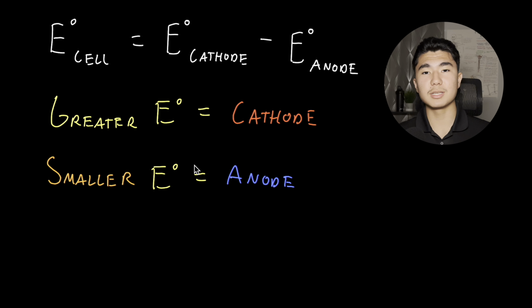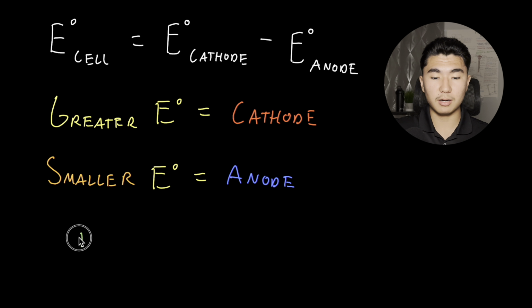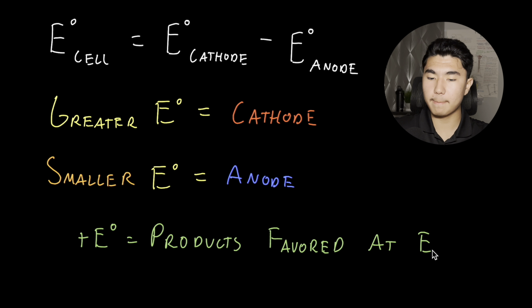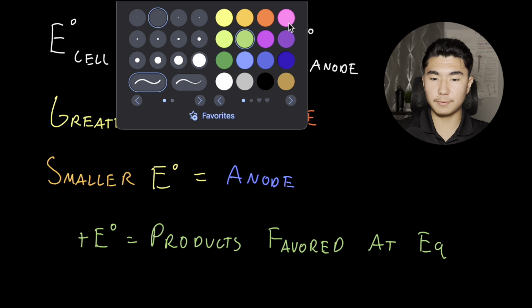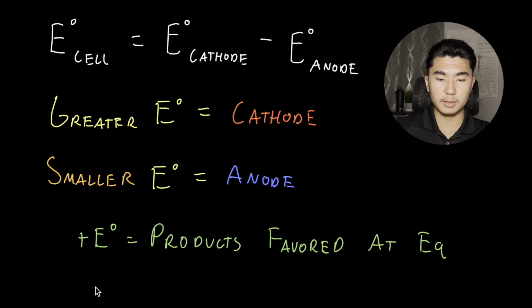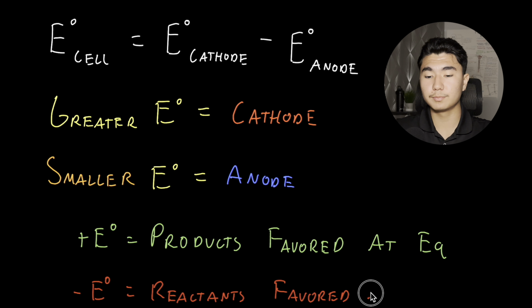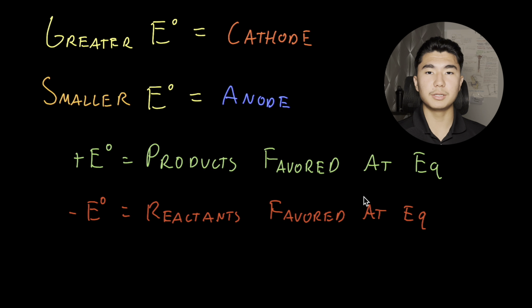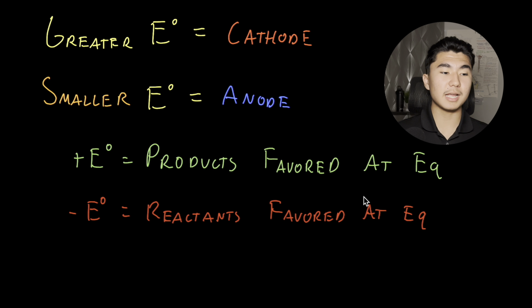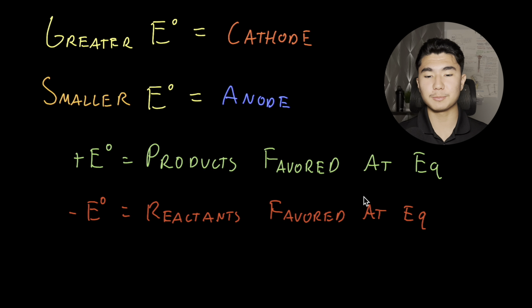Another conceptual thing you need to know is that a positive standard reduction potential means that products are favored at equilibrium. And if we have a negative standard reduction potential, then our reactants are going to be favored at equilibrium. So those are some of the conceptual things you need to know before solving those questions. Now let's dive into a couple of those questions.